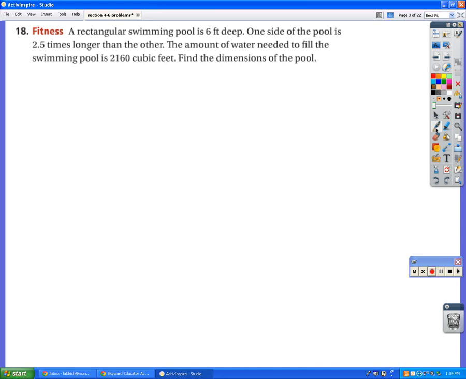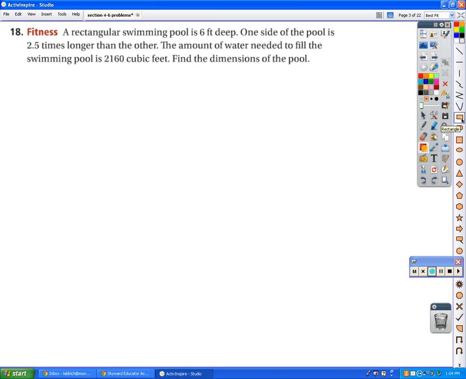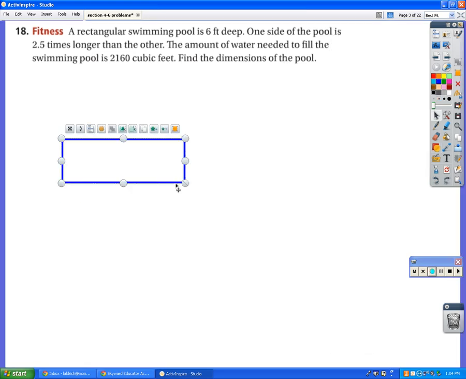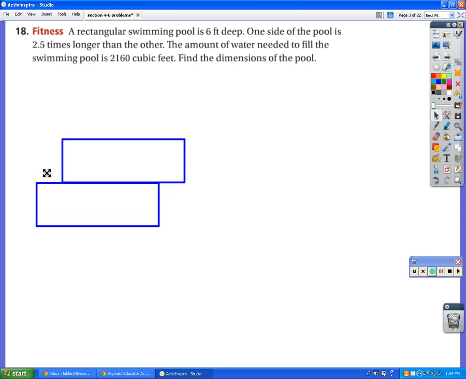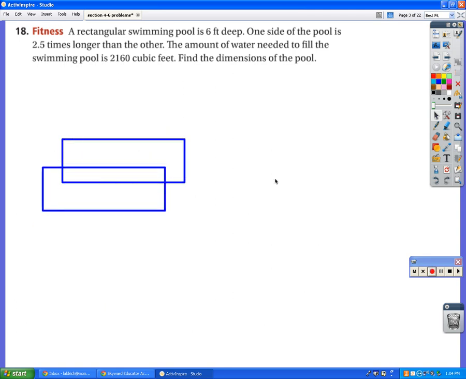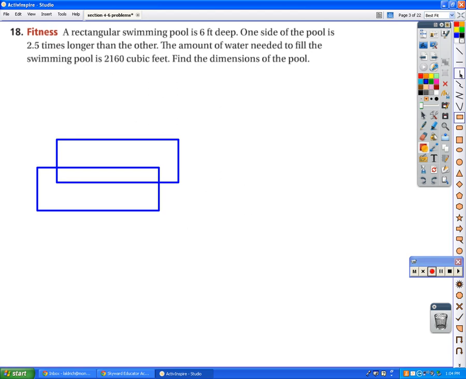All right, number 18. Now we're going to do a little word problem. It says a rectangular swimming pool is 6 feet deep. One side of the pool is 2.5 times longer than the other. So here is our swimming pool right there. And then it's got some depth to it. So we've got to have another dimension going here. Do you recommend drawing a picture always? Yes. Okay. Me too. Siempre.